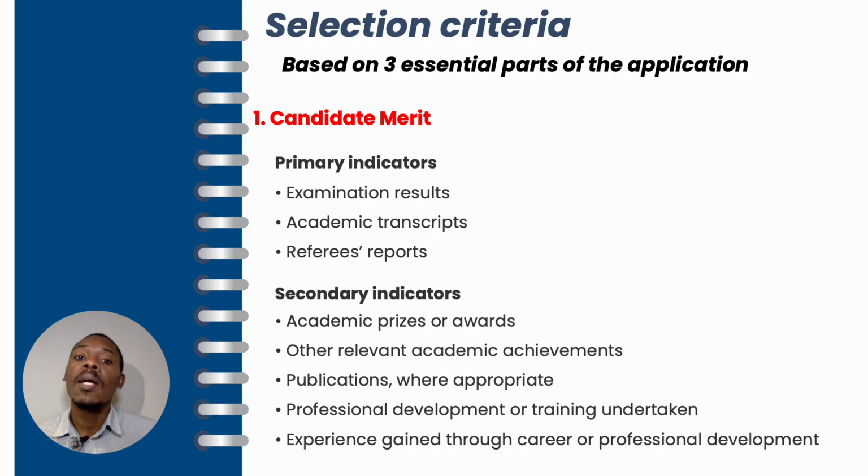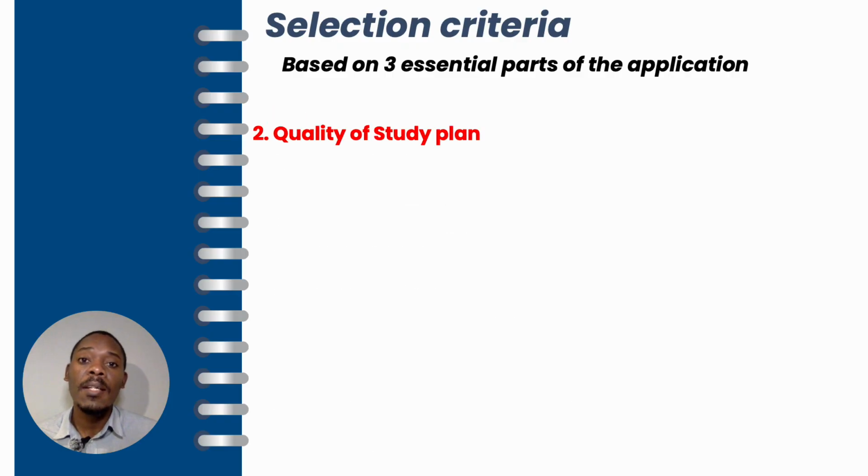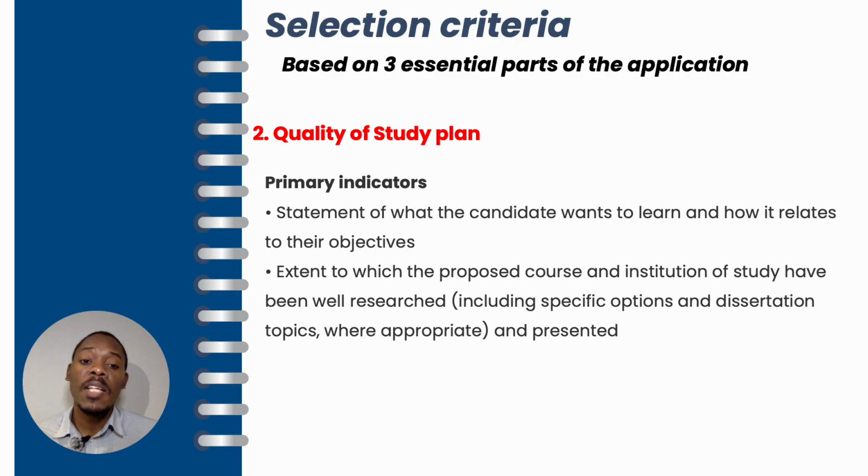But the primary ones are your transcript, your results, and the references that you are going to get. So ensure that you get detailed references from your referees. The second criterion is the quality of your study plan.